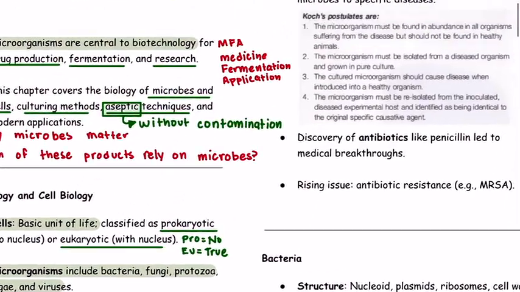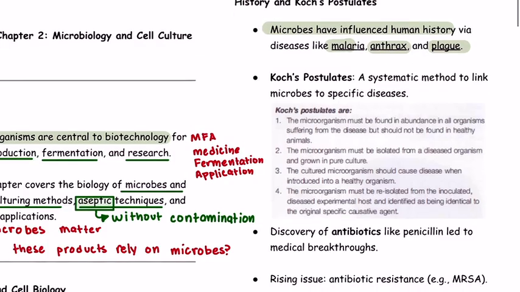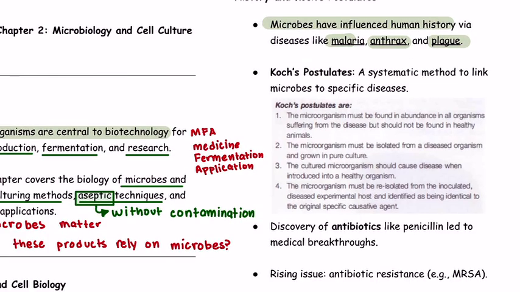So let's come up here. Let's talk about history and Koch's postulates. So let's highlight that microbes have influenced human history, particularly through diseases like malaria, anthrax, and the plague. Koch's postulates is going to be a recipe for proving that a germ causes a disease. So let's just underline that.